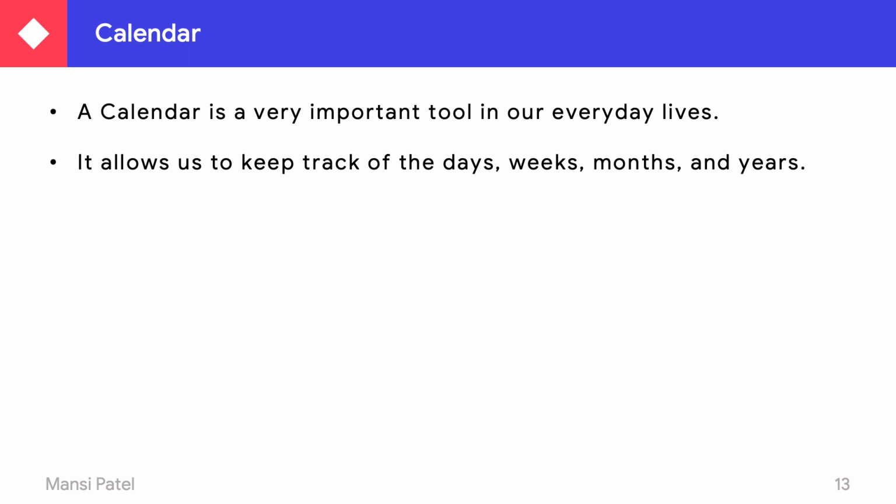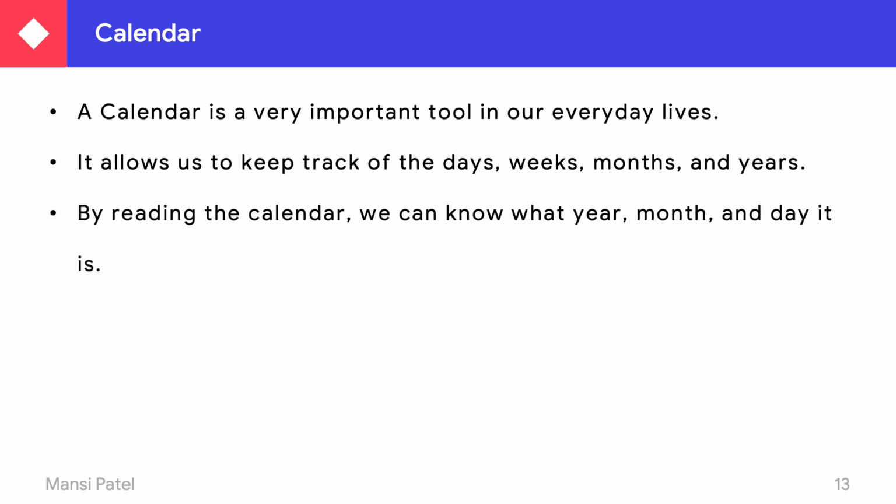This calendar represents all the things which we can use in our everyday life. It represents what is the date, what is the day, which week it is, which month it is, and the year. These all things we can use in our everyday life, and these all things are represented in the calendar. So if we read a calendar, we know what the year, month and day it is.